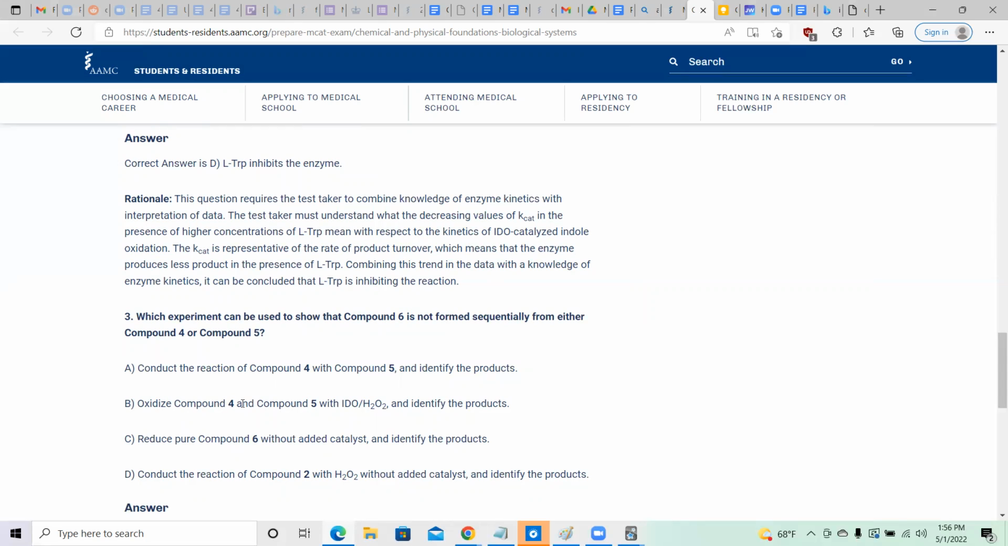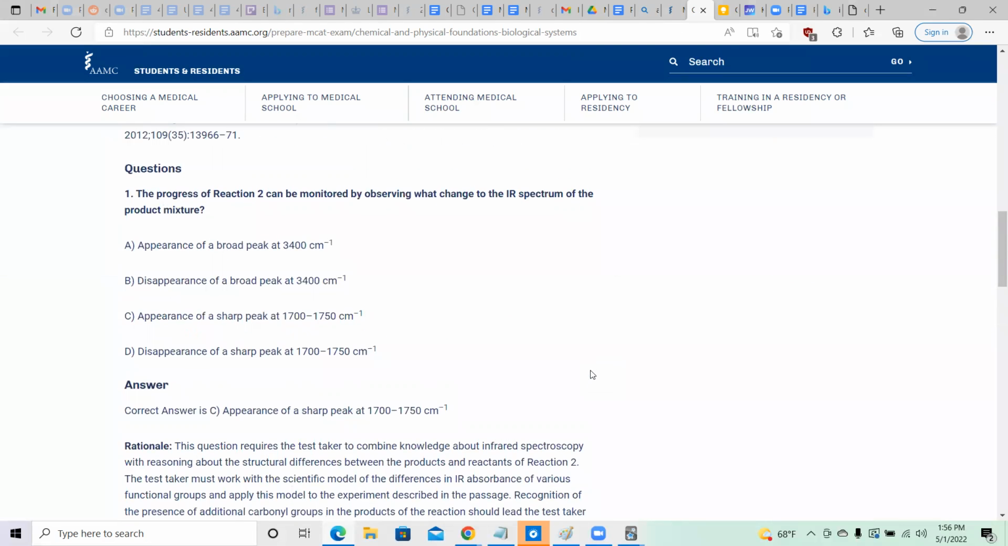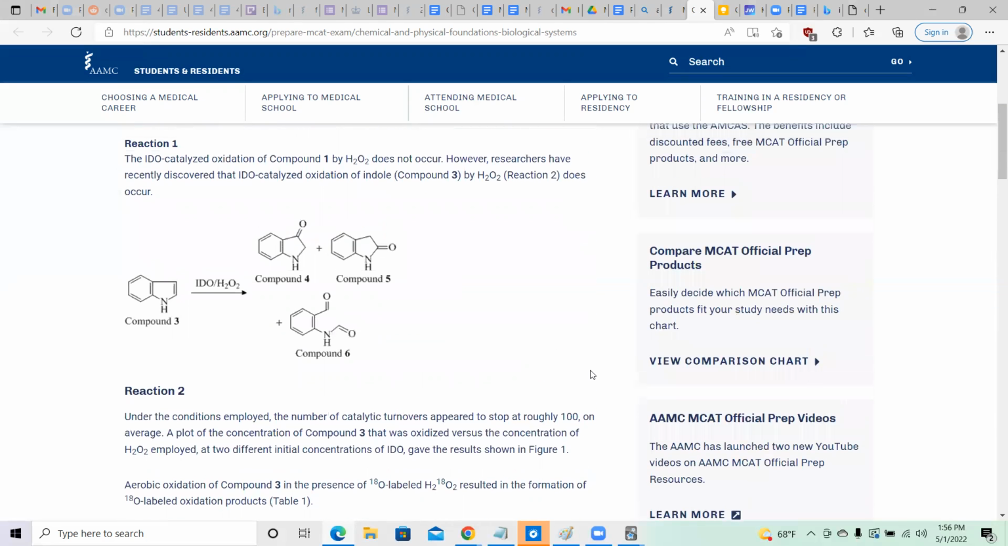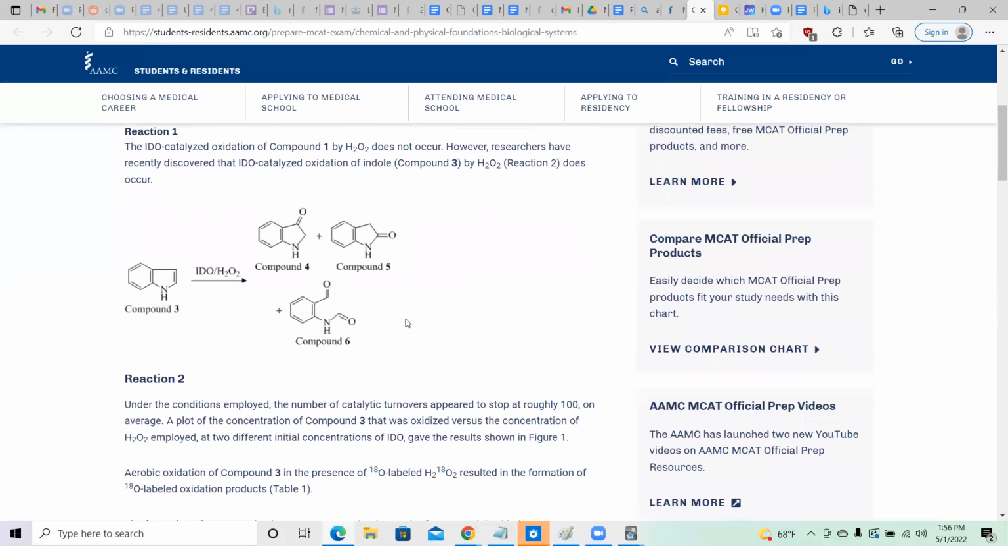Oxidize compound 4 and compound 5 with IDO/H2O2 and identify the products, right? What does that mean? What does it mean, oxidize compound 4 and compound 5 and identify the products? So if we look back at this, what kind of reaction is this when we're going from compound 3 to these guys?